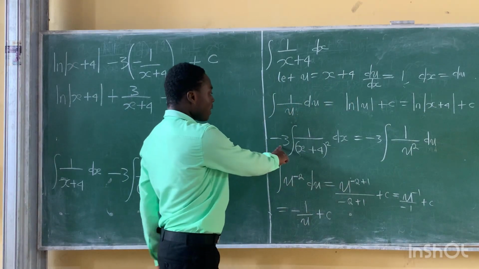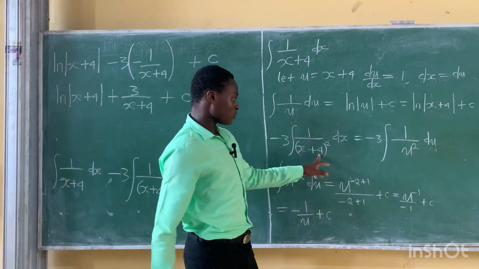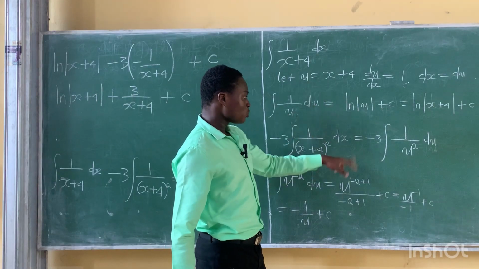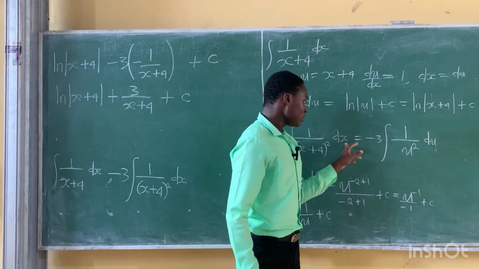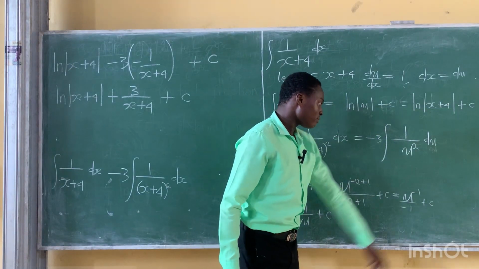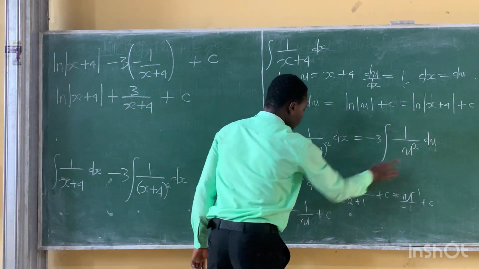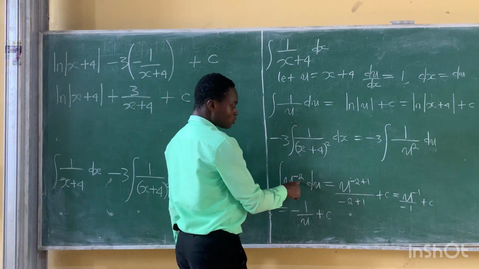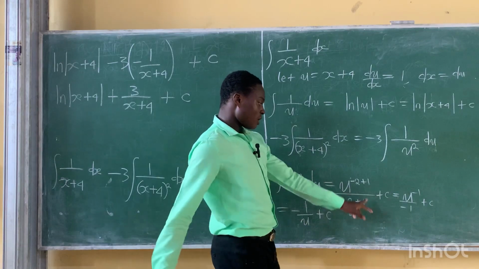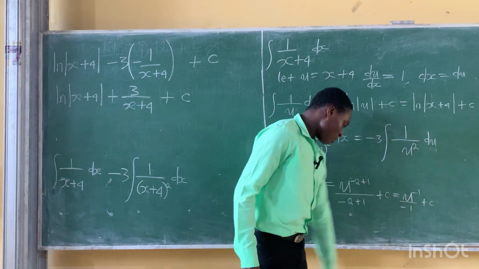The next one you have is minus 3 times the integral of this. So I'm going to take this part. Now x plus 4 is already u, so what you just have is 1 over u, because this is squared, so it becomes u squared. The dx is equal to du, so you have that. Then if you integrate this, 1 over u squared is the same thing as saying u to the power of minus 2 with respect to u. Then you add 1 to the power, divide by the power, and add your constant. So you have this.